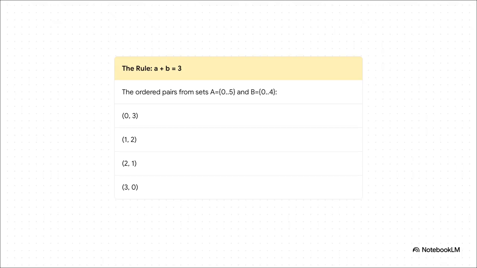So (0, 3) makes the cut, because 0 plus 3 is 3. (1, 2) also works, but a pair like (1, 3) gets rejected because 1 plus 3 is 4, not 3. The relation is only the pairs that follow our rule.